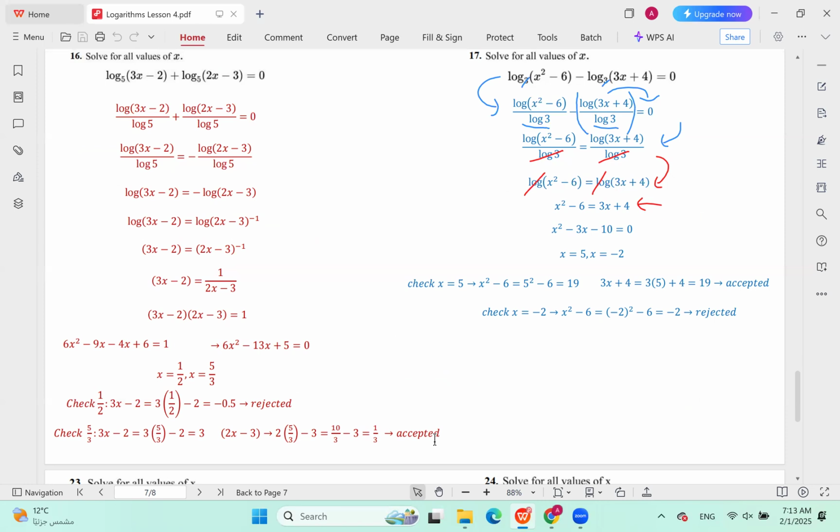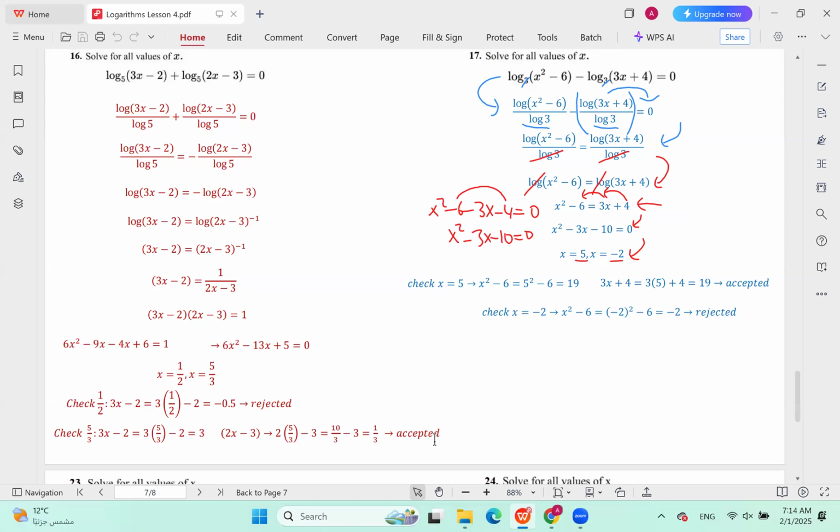Take everything to the left-hand side. So this goes there and this goes there. So an intermediary step here would be x squared minus 6 minus 3x minus 4 equals 0. And minus 6 added to negative 4 gives us negative 10. So x squared minus 3x minus 10 equals 0, which is what we got right there. Solve on your calculator, and you get 5 and negative 2. These are the two solutions.